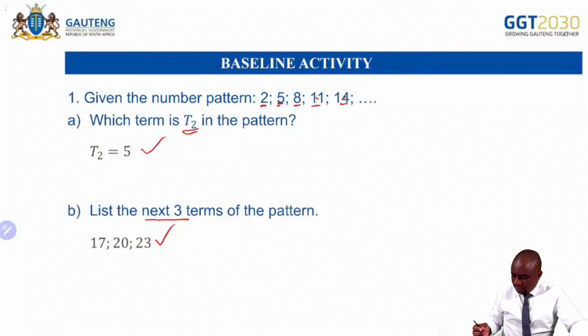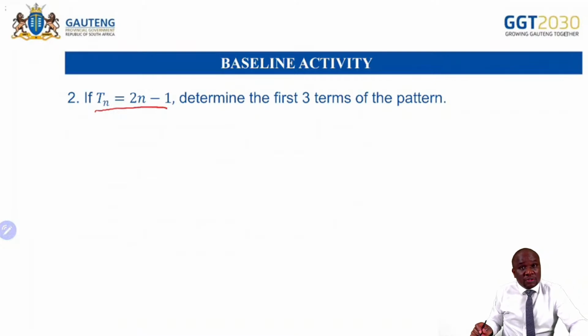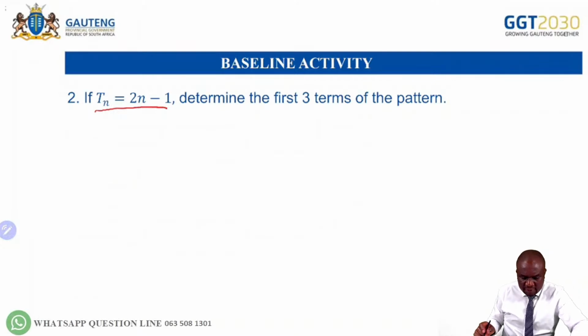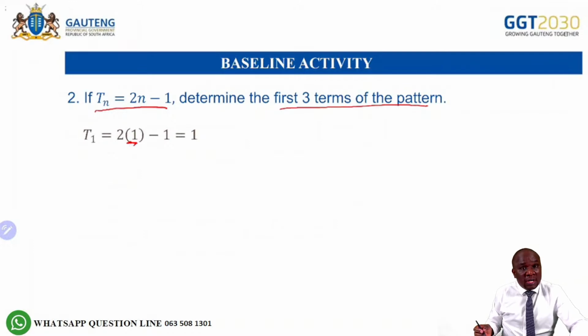And then question 2: if Tn is equal to 2n minus 1, determine the first 3 terms of the pattern. So what do we do there? We're finding the first term, the second term, and the third term. So where there's n, you put 1 for term 1. Where there's n, you put 2 for term 2. Where there's n, you put 3 for term 3. Okay, like this. This is T1. Do you see that where there's n, we put 1 there? So it means our term number 1 is 1.